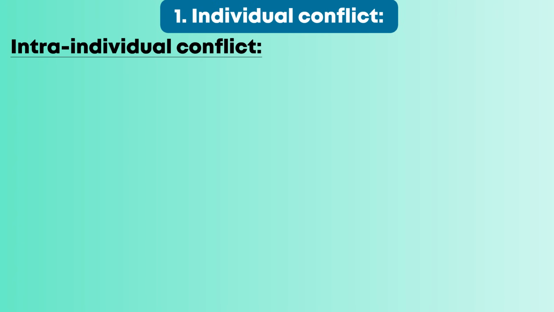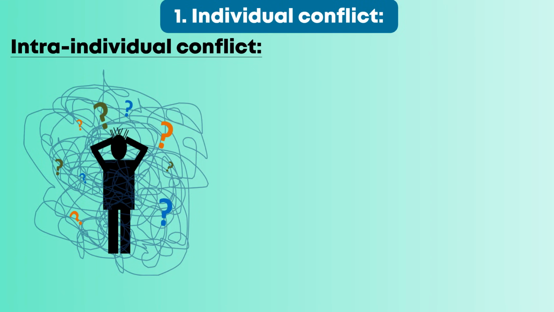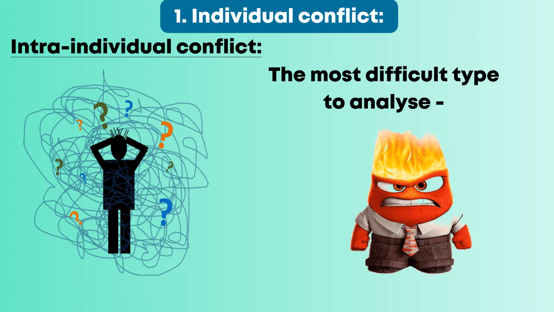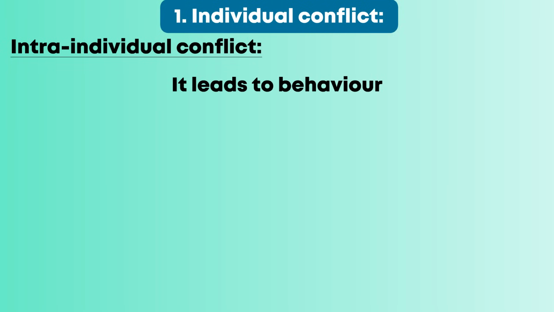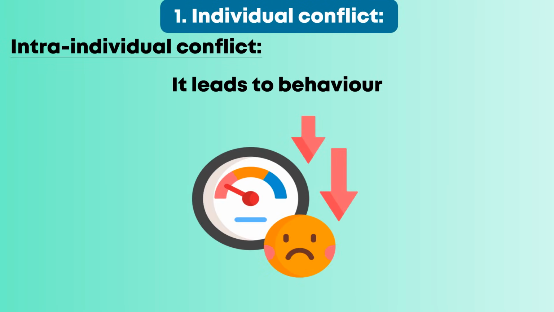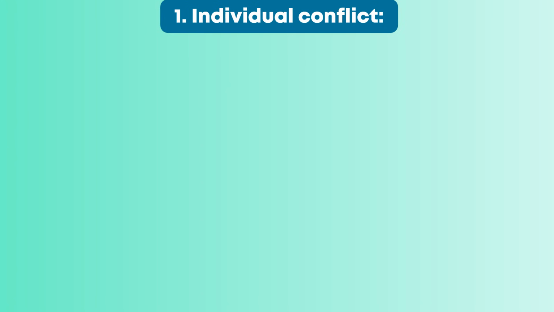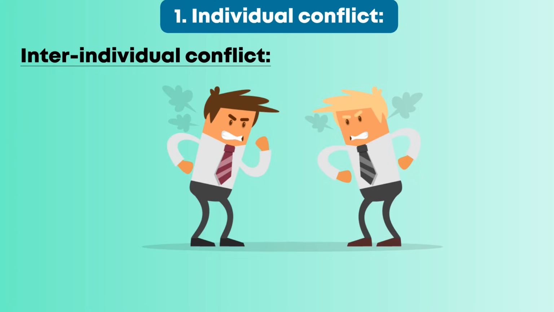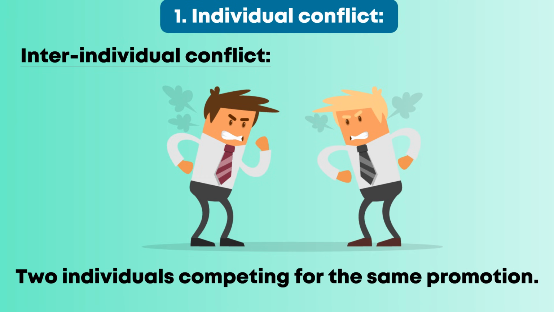Intra-individual conflict is internal to the person and is probably the most difficult type to analyze. The non-satisfaction of needs frustrates an individual and it leads to behavior that negatively affects job performance. When two individuals are in confrontation with each other, it may be said to be an inter-individual conflict. For example, two individuals competing for the same promotion may develop inter-individual conflict.